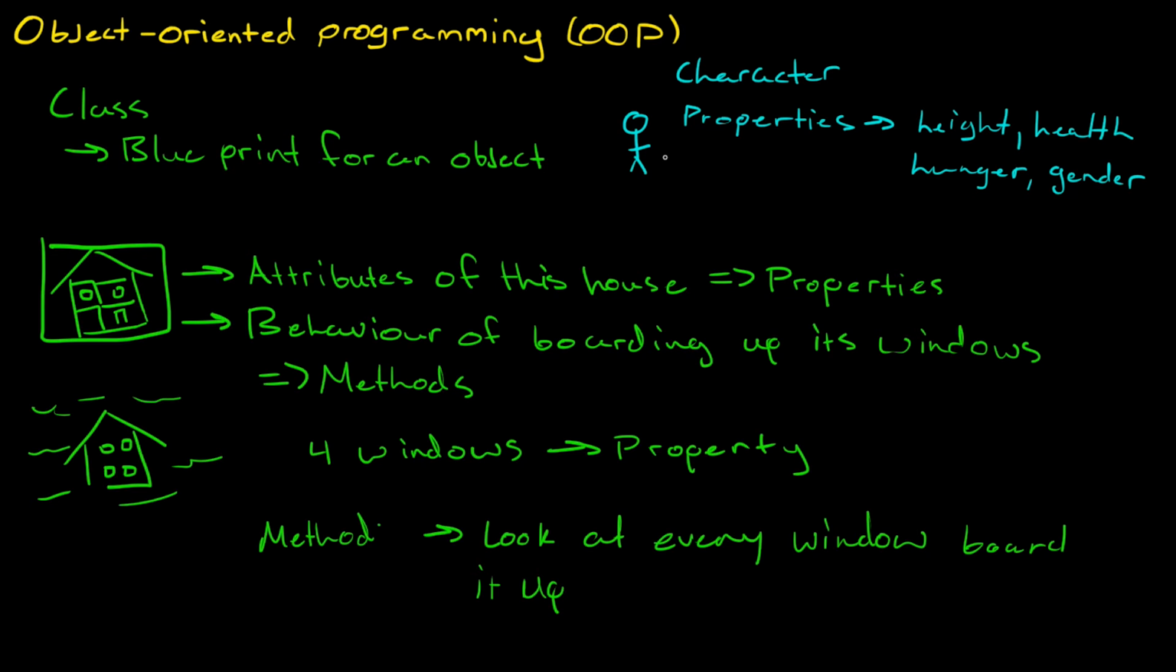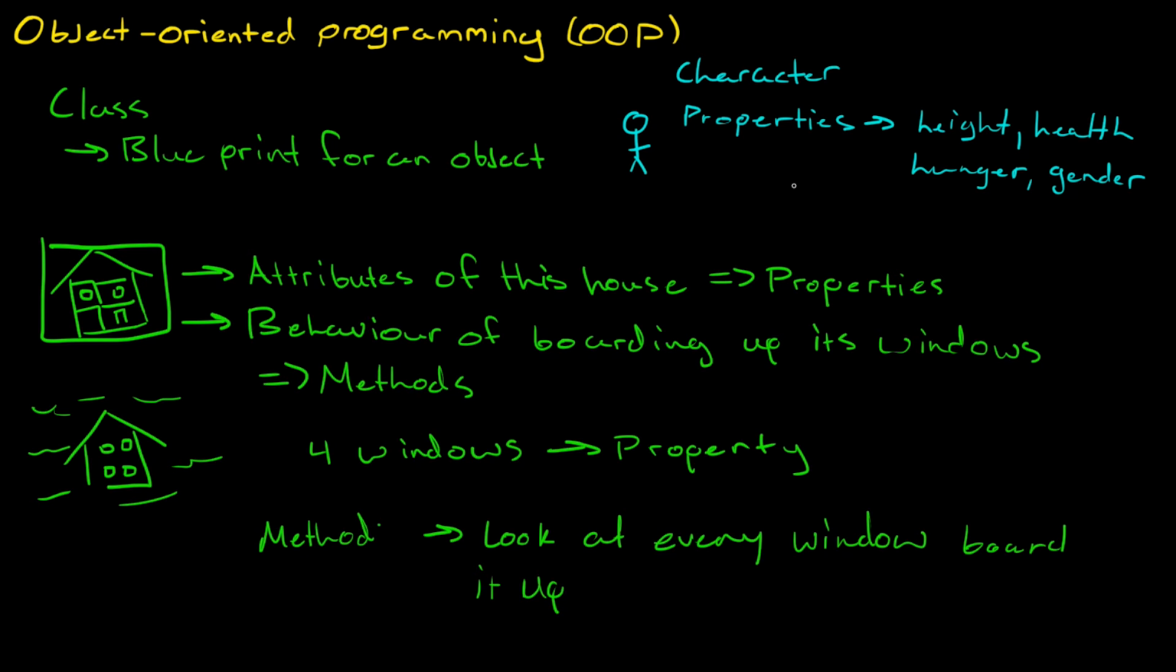It's a generalization, so maybe I'm making an MMO. Everyone gets to create a character. Everyone's character has properties such as height, health, hunger, and gender. So in the class, we don't necessarily know what the height is, or what the health is, or what the hunger is, or what the gender is, but we know that in this class, these properties do exist.